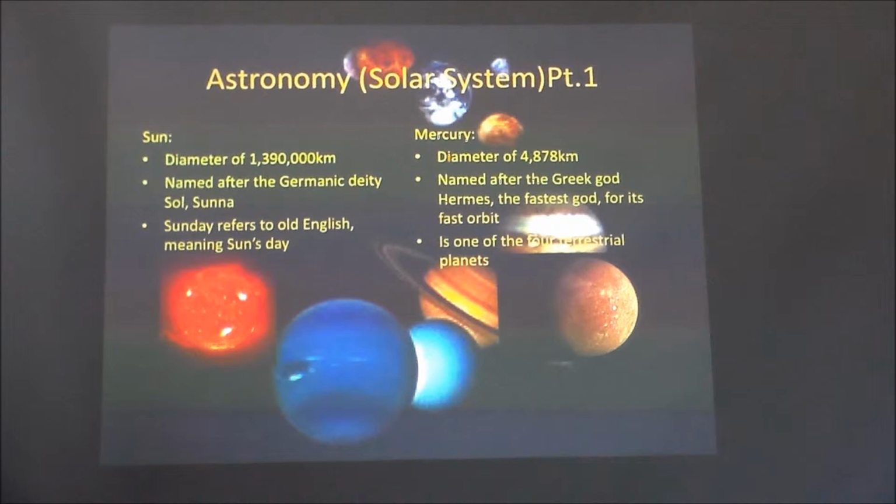It's named after the Greek god Hermes, the fastest god, for its fastest orbit. It is one of the 4 terrestrial planets. So here's the sun and Mercury.